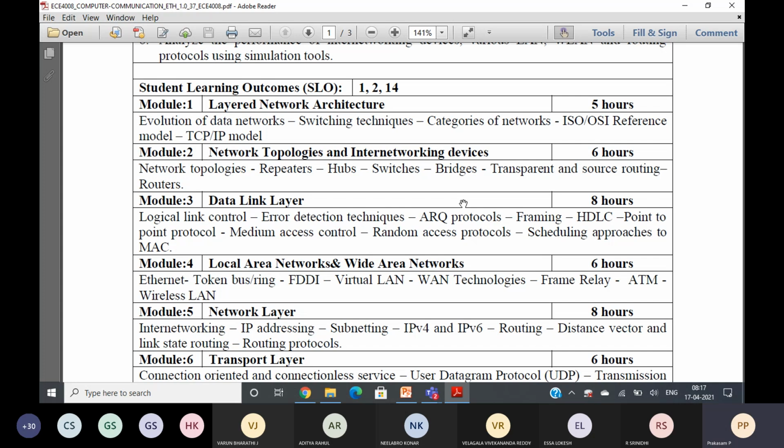Then in framing, we have seen bit stuffing and byte stuffing. So you may get one problem from either bit stuffing or byte stuffing. The sample problems are already uploaded in the video, so kindly refer to them. Then from HDLC you will get one problem. A combination of ARQ protocols and bit stuffing, byte stuffing, you will get for 10 marks, one question. Then HDLC framing you will get for 10 marks.